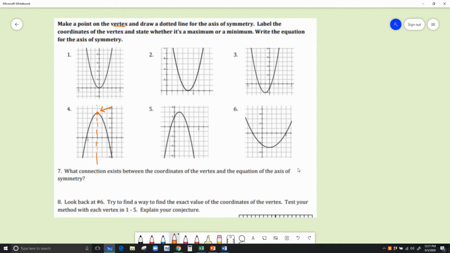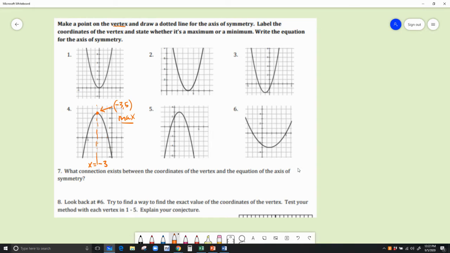So my vertex is -3, 5. Okay, so there's that. And then state whether it's a maximum or a minimum. Well, we know it's a maximum because it's the highest point on the graph. Okay, and write the equation for the axis of symmetry. This equation right here, x equals -3. That's the equation of the axis of symmetry.